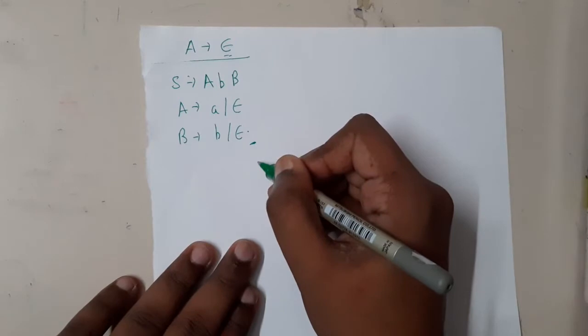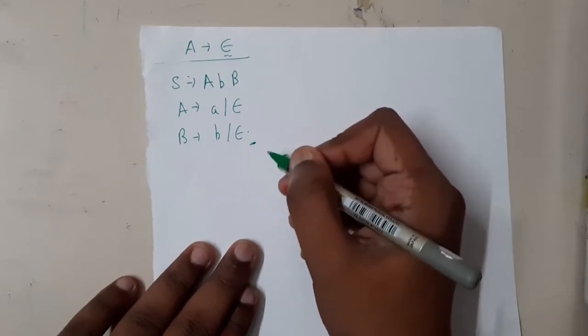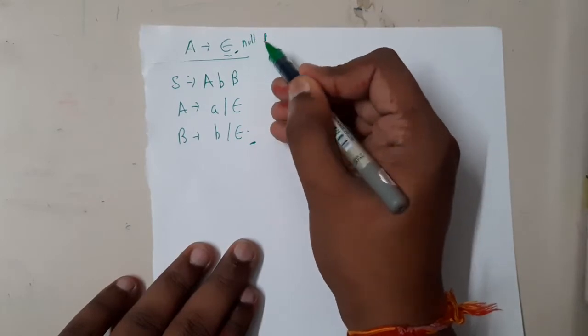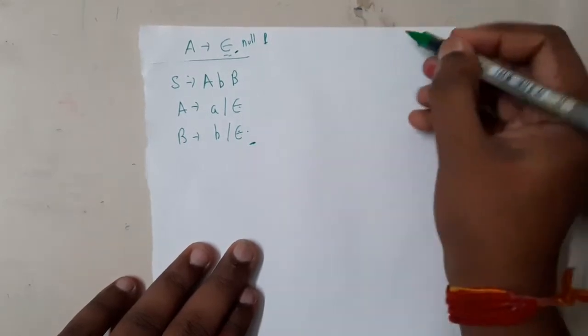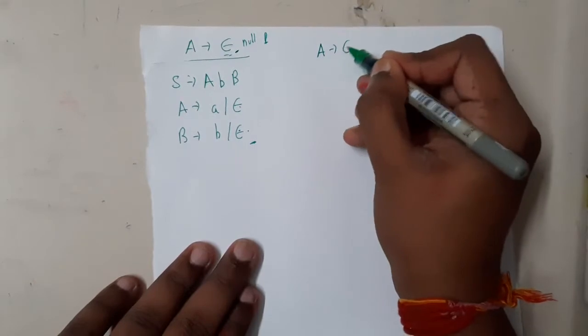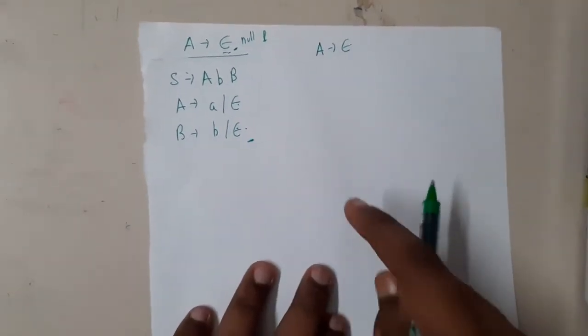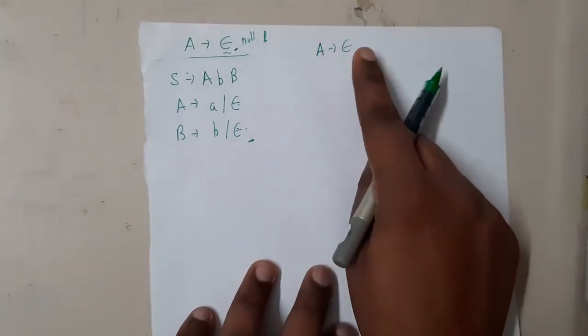Here we are trying to eliminate the null productions. How many epsilons are there? These are called null productions, and we are trying to eliminate them. There are 2 of them: A implies epsilon and B implies epsilon. Let us do it step by step. Let us take the first one, that is A implies epsilon.